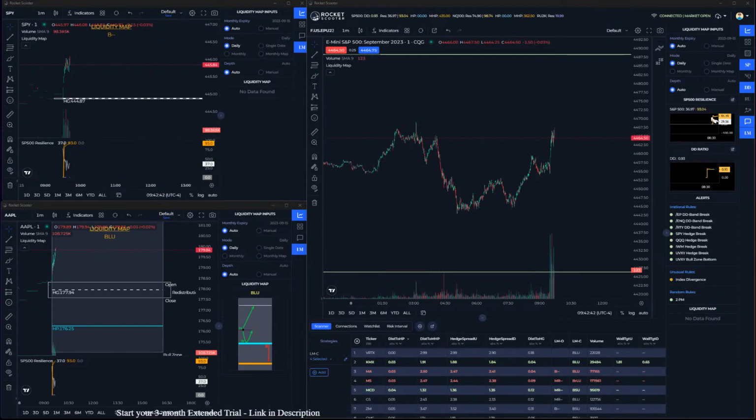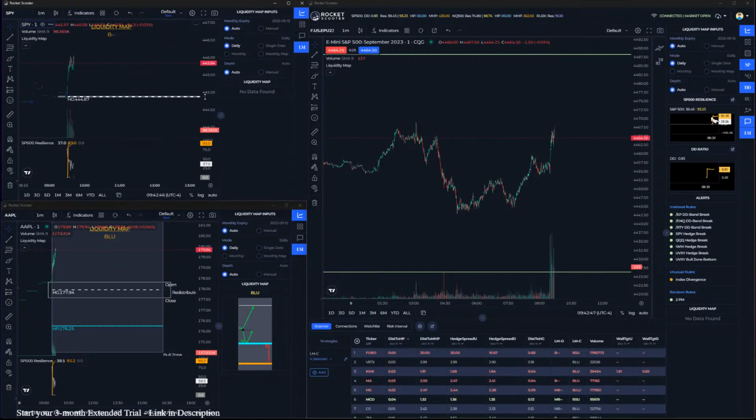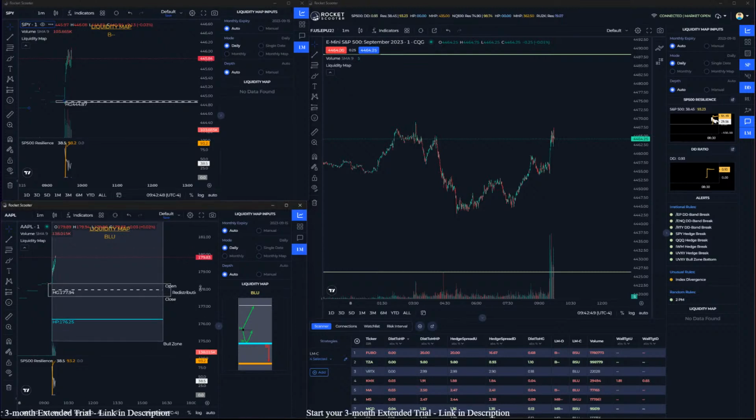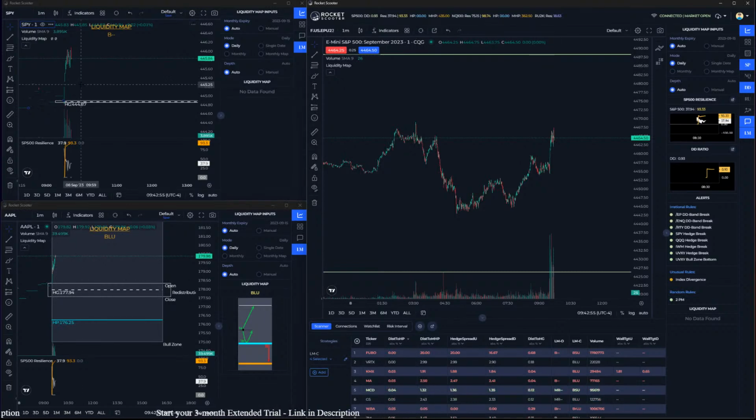Does the DOM freeze in live trading? It shouldn't. I haven't experienced it freezing, not the DOM. Yeah, resilience is positive. For some reason now things are kicking off pretty good.